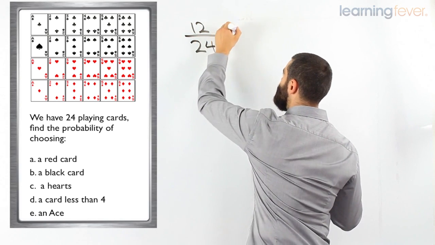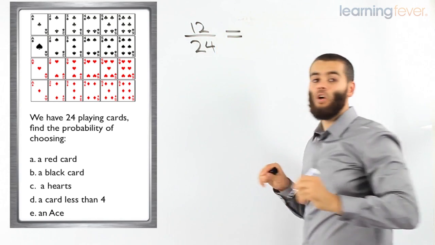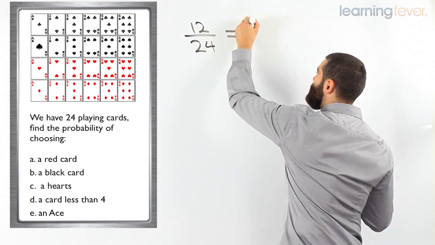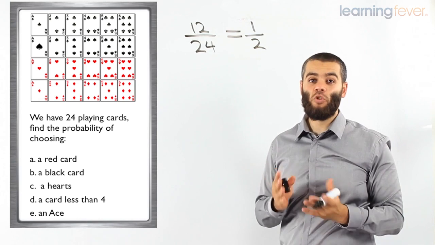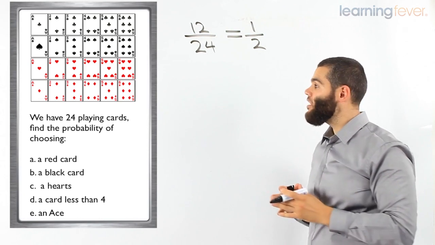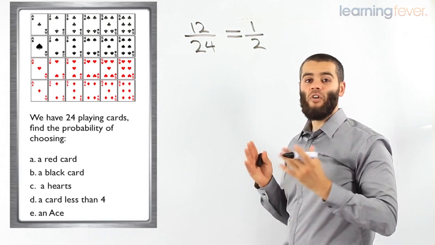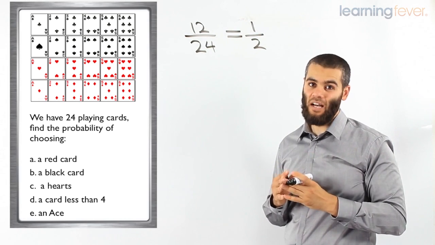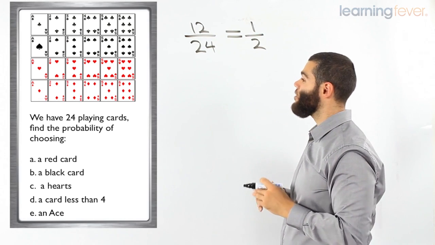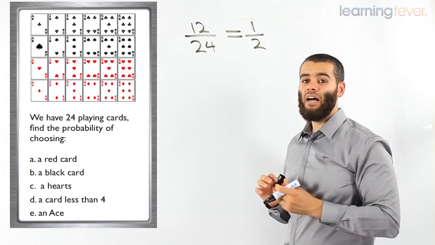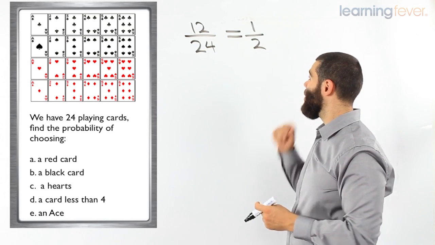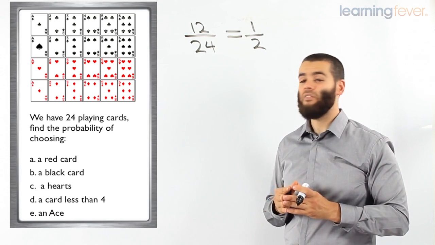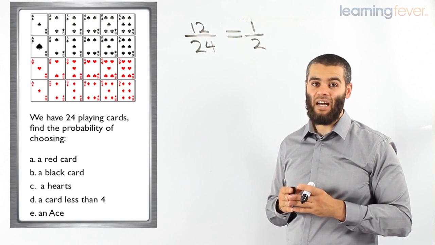So we know that the probability of choosing a red card is 12 out of the total, which is 24. And of course 12 out of 24, when you simplify it, 1/2. So the probability of choosing a red card is a half. Half of the cards, the 24 cards, are red. So the probability of choosing a red card is an even chance, 50-50, or 0.5, or 1 out of 2, which is a half. That is the probability of choosing a red card.